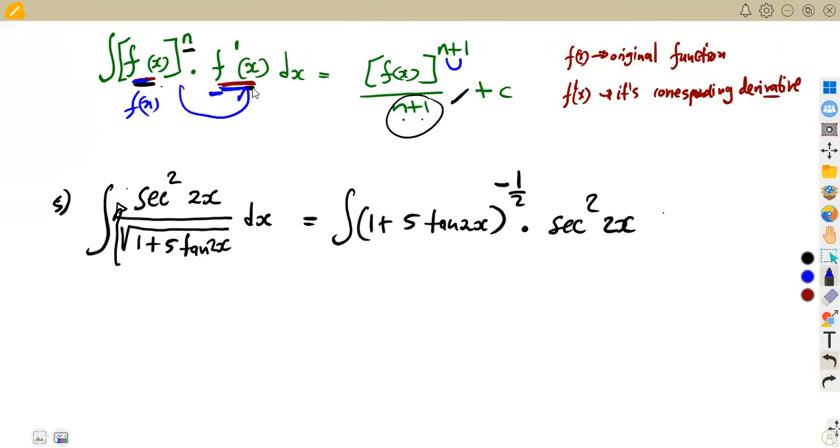But is it giving us the first derivative there? That is to check. So we test them, okay? Our f of x is equal to 1 plus 5 tan 2x. What was supposed to be its derivative? The derivative of 1, that's a 0.